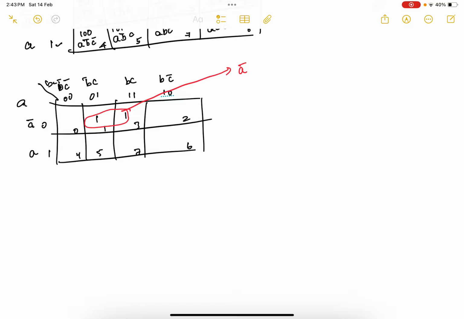So here you want to check which is the common term in these two things. In B bar C and BC, the common term is C. So your C will be the answer. So for this, the answer is C.